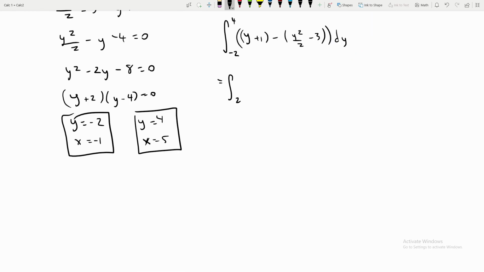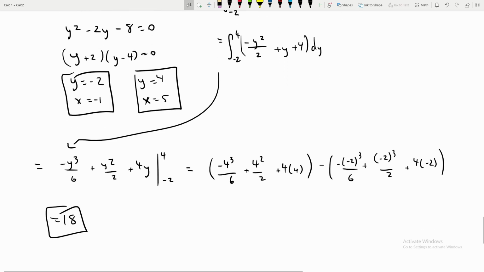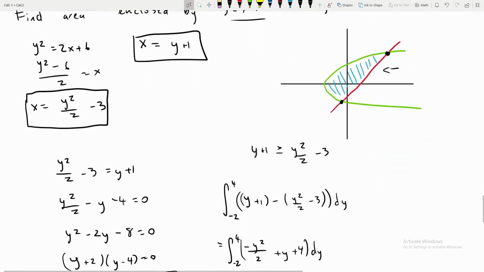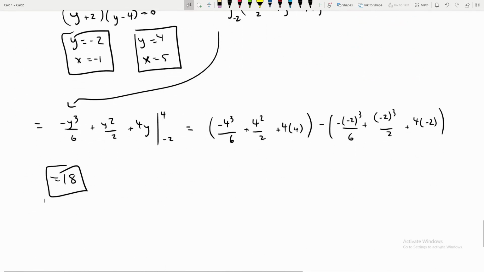Now if we go on to simplify this integral, it's just going to look something like this. Now this is a pretty easy integral to solve, so I'm going to go ahead and do that now. And there we go, we have computed the area in between these two curves. It's going to be 18.